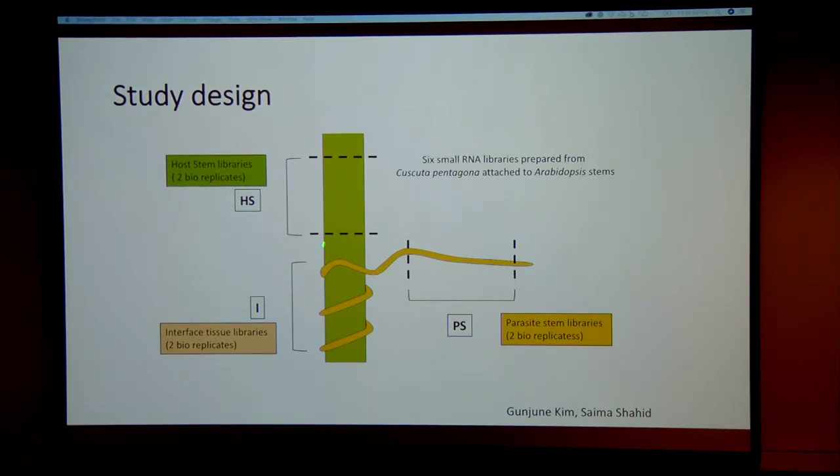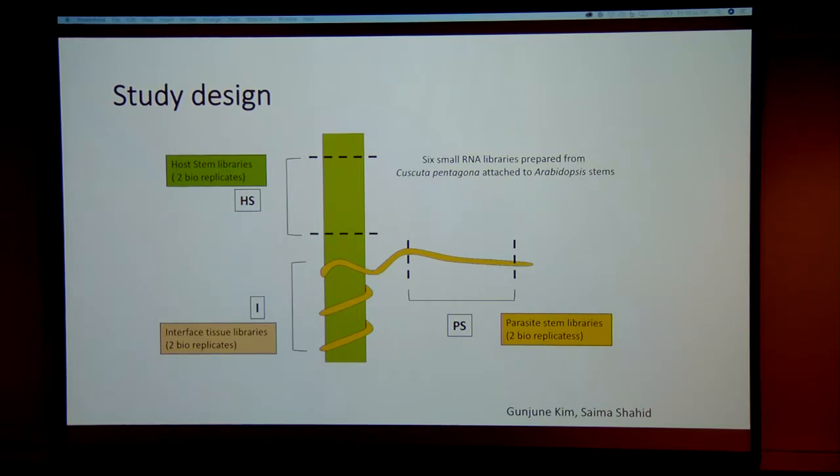So our experimental setup was pretty simple. This represents Arabidopsis stems, and what Gunjun did was wrap Cuscuta around it, and we have 2 replicates each from these 3 different regions. This thing we call interface is just a mixture of Arabidopsis host stem and the haustorial region of the parasite. So the RNA is really a mixture between the 2 species. We call this parasite stem. It's the apical region of the vine. It's parasite only. We call this host stem. It's a few centimeters above the part of attachment, and it doesn't include, at least not intentionally, any Cuscuta tissue.